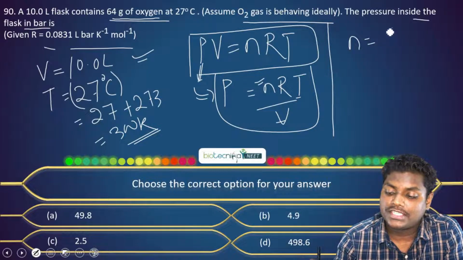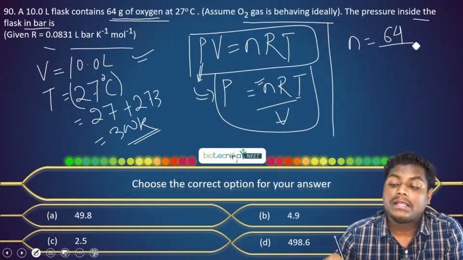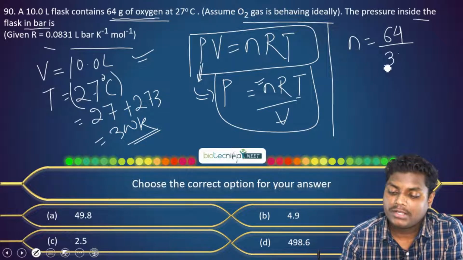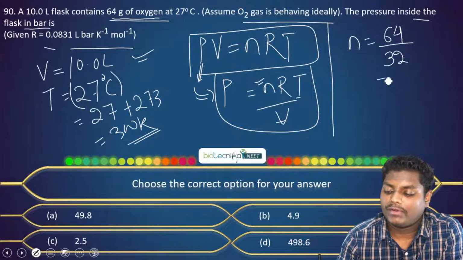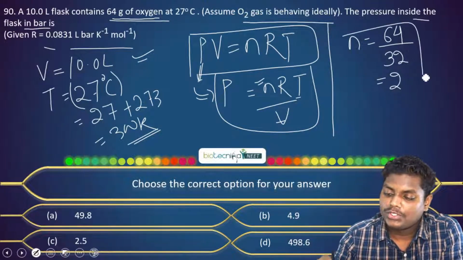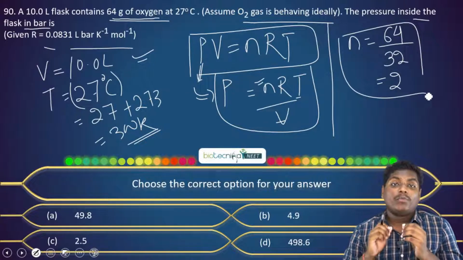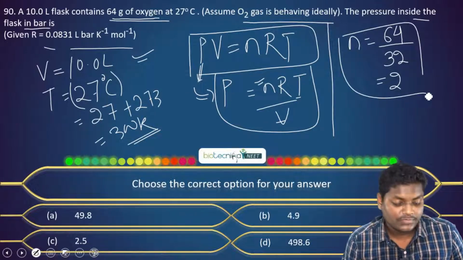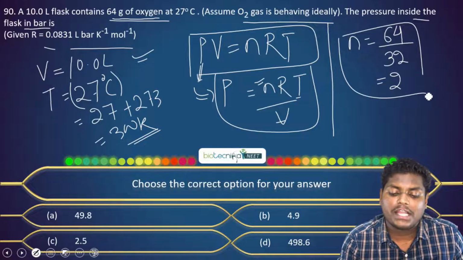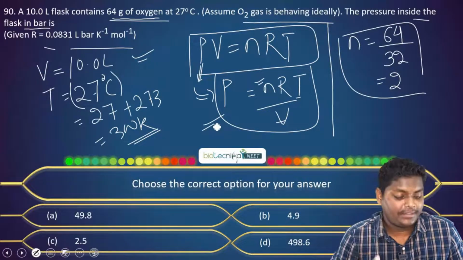Number of moles is equal to mass given by the molar mass. So for oxygen gas, it is 32. So it will be 2 moles. So basically n, the number of moles of gas involved, is 2. So the next thing is to plug in this value in this equation and solve it.